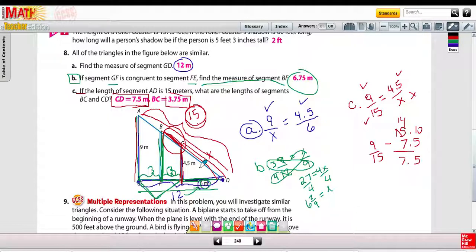I'm not getting the same answer that they got in the book. So if you find my error there, it's late. I'm making a video at 11 o'clock at night, so I might be missing something there. So if you find my error, let me know.